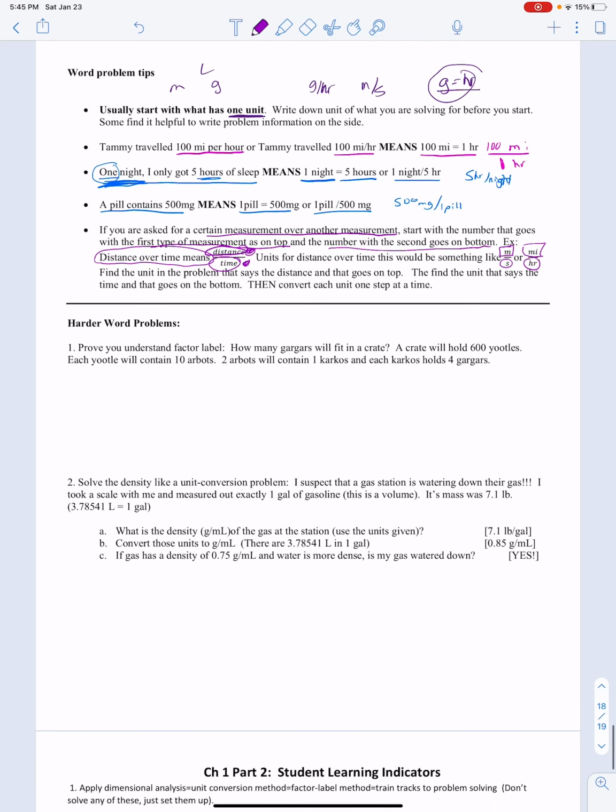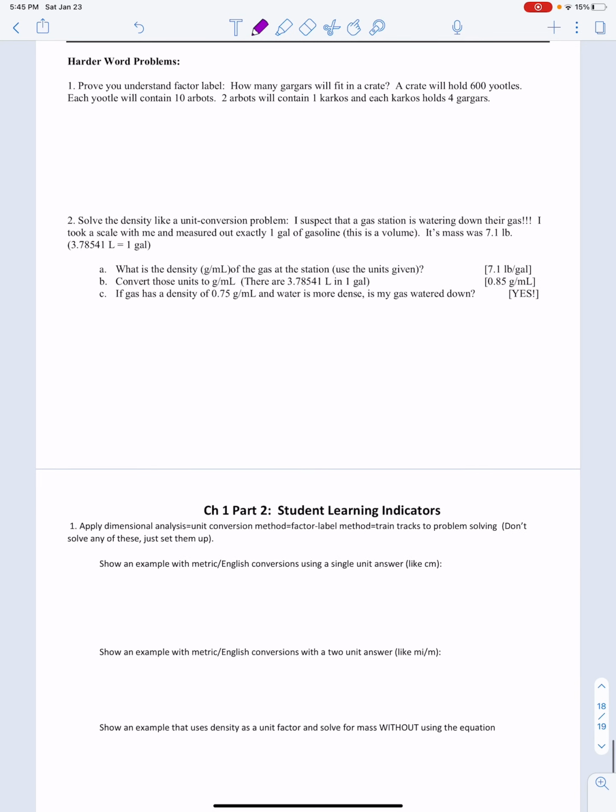So let's try a few harder problems. The first one is a nonsense problem designed to see if you understand how factor label works. So, how many gar-gars will fit in a crate? So, what we want to know is gar-gars.